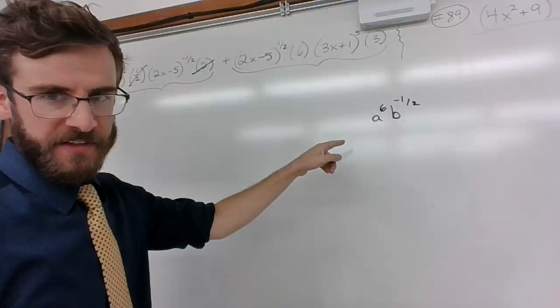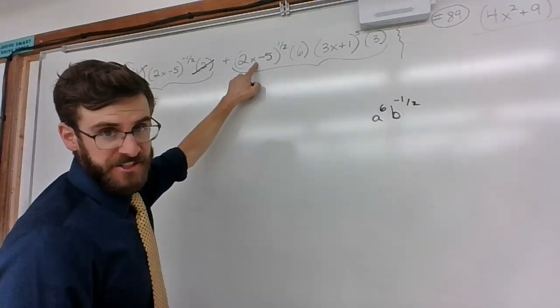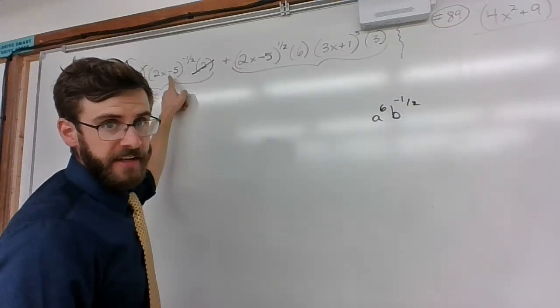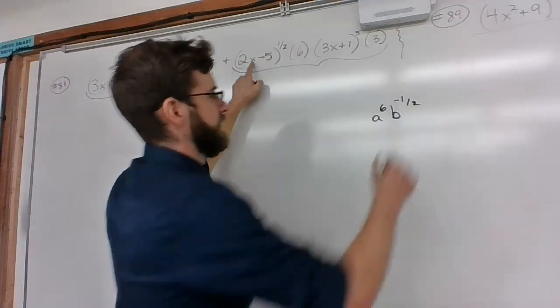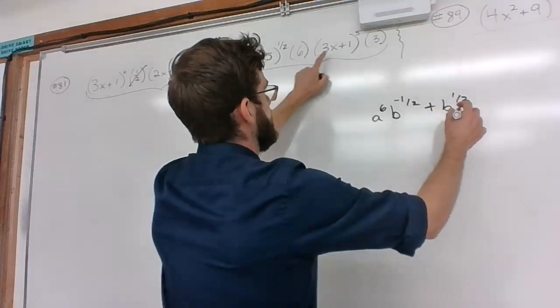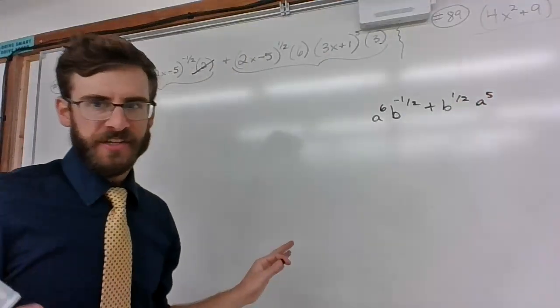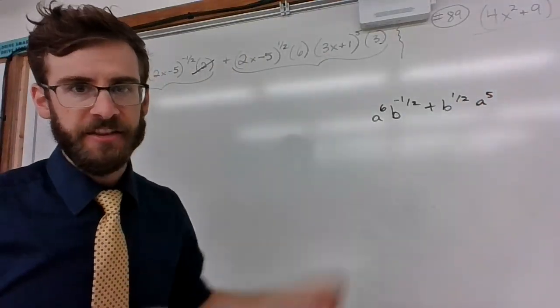So you've got A to the 6, B to the negative half, and that's the B, right? I said that 2x minus 5 was B, plus B to the half, A to the 5th power. And again, I'm just going to ignore the 6 times 3. This is just going aside and thinking through this.